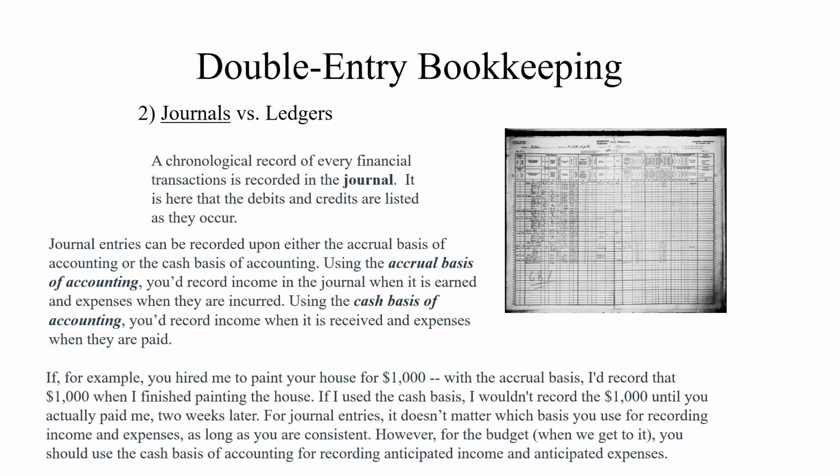If, for example, you hired me to paint your house for $1,000, with the accrual basis of accounting, I'd record that $1,000 when I finish painting the house. If I used the cash basis, I wouldn't record the $1,000 until you actually paid me, maybe 2 weeks later. For journal entries, it doesn't matter which basis you use for recording income and expenses, as long as you are consistent. However, for the budget, when we finally get to it, you should always use the cash basis of accounting for recording anticipated income and anticipated expenses.